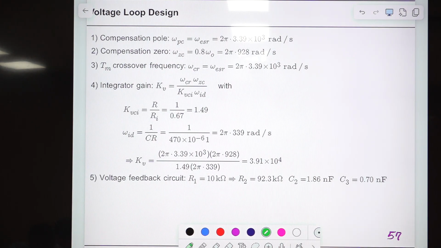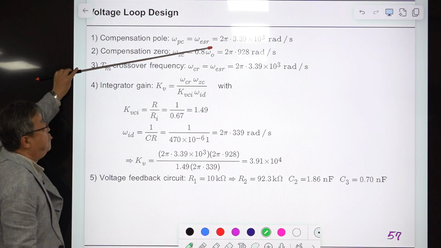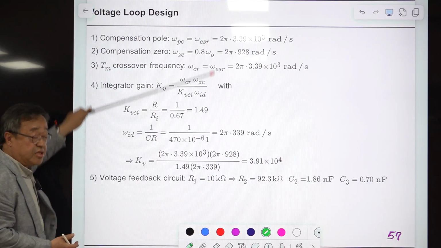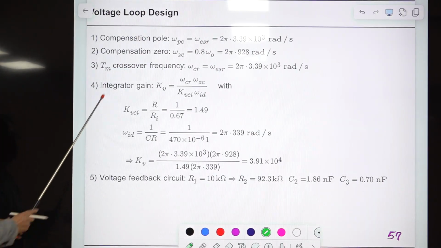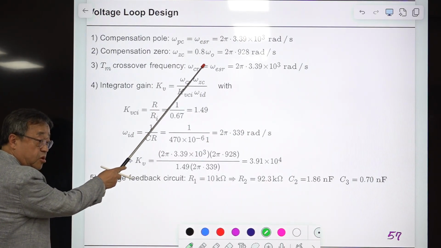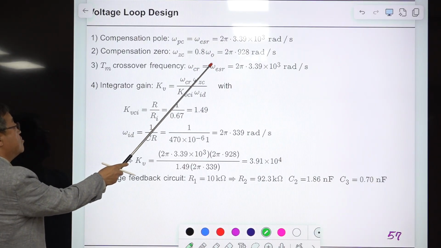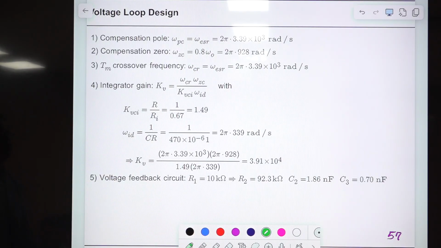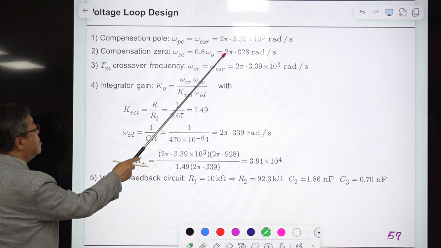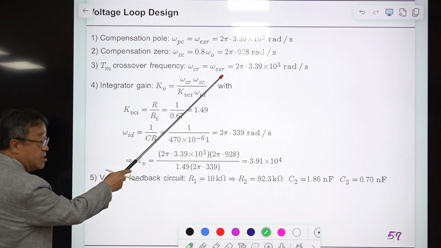So the compensation pole is selected at omega ESR, because this frequency is relatively small. That means ESR is relatively large. So you select this, and the compensation zero is selected as this. Maybe it is a somewhat aggressive design. You can go down to 0.7 or something like that, but this is okay. And the loop gain crossover frequency, we select this, because this is large.